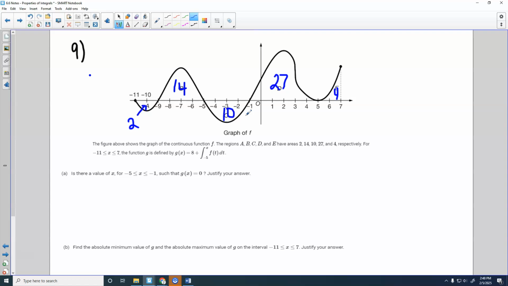Okay, so the figure above shows the graph of the continuous function f. It gives you that, from -11 to 7, the function g is defined by 8 plus the integral from -5 to x of f of t dt. The first question says, is there a value of x such that g of x equals 0 for this? So, this doesn't look like it from the beginning.